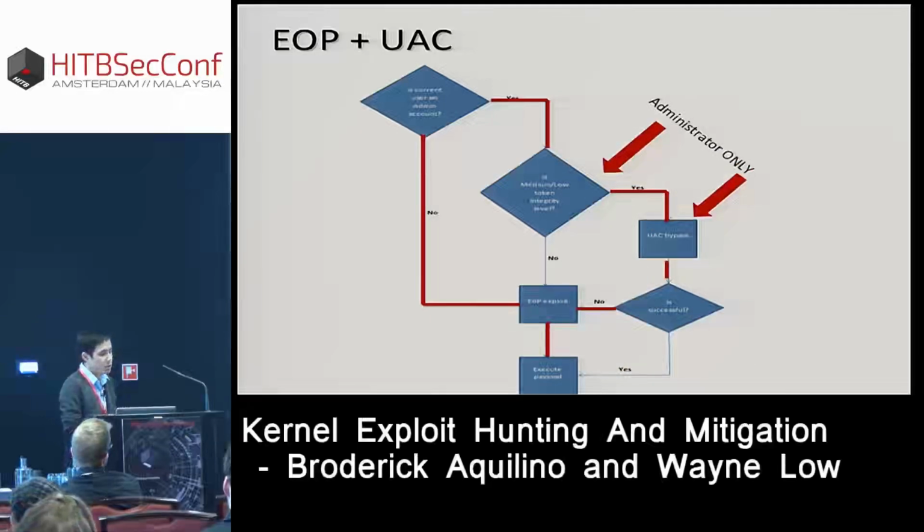Keep in mind that these two branches pointed by the arrow will only be taken if the current user is an administrator. In other words, the UAC bypass technique is applicable to administrator accounts only. So that's the reason why malware authors adopt both of these elevation methods at the same time, to improve the reliability and success rate of elevating the malware process privilege.